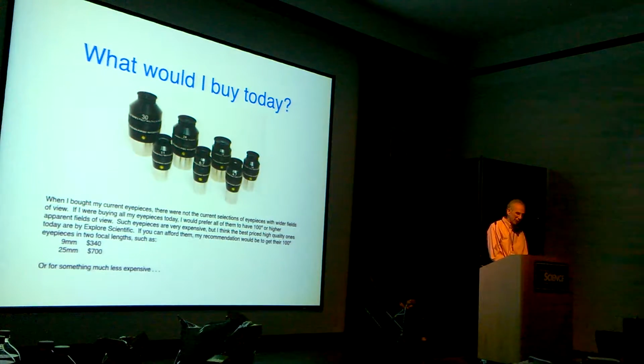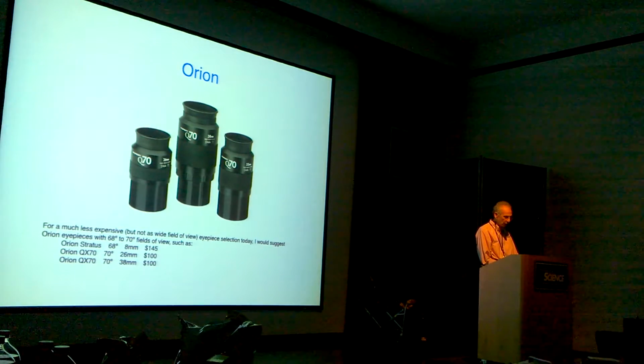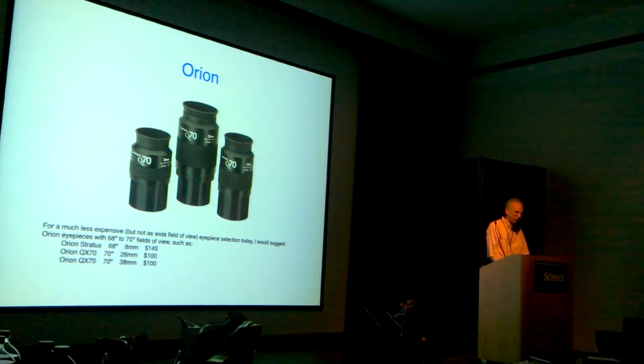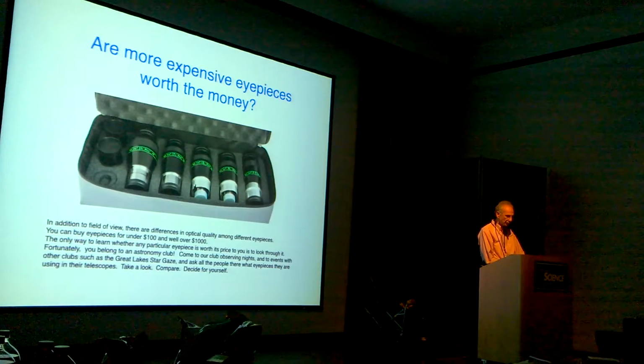Now, if you want to spend a lot less money than that, but not have quite as wide field of view, Orion makes these eyepieces with 68 to 70-degree fields of view. And I picked three to show you: low, medium, and high power, 8 millimeters, 26 millimeters, 38 millimeters. They're priced $100 to $145. So you still can get a larger field of view than the one that came with your telescope. Usually your telescope came with a 50-degree field of view eyepiece, so you can expand it to a 70-degree field of view eyepiece for not too much money.